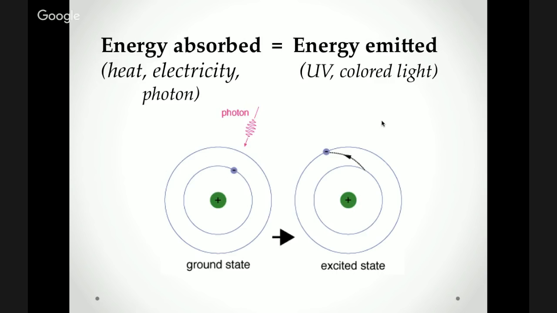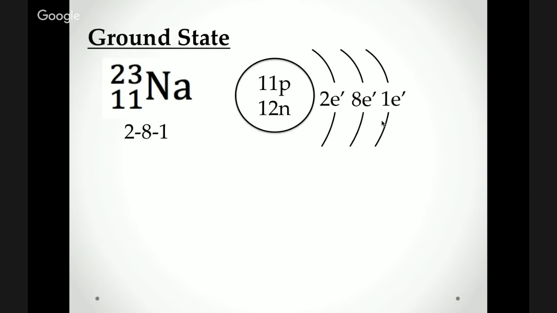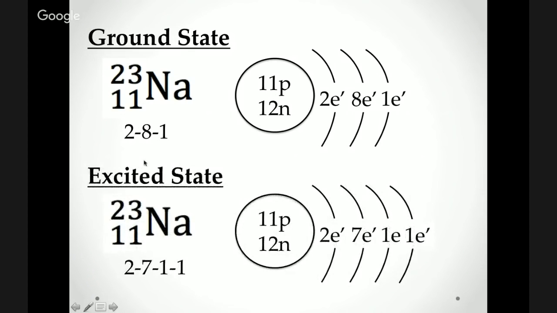Okay, so let's continue here. So here's ground state. And again, we're looking at our Bohr model, and we're looking at our electron configuration. Notice this is how it is normally going to be seen: 2, 8, and 1. Now, if we look at the excited state for the same atom, we can see that one electron left here and jumped to a higher level. You can have 1, you can have more than 1. And what we see is the Bohr model has changed.